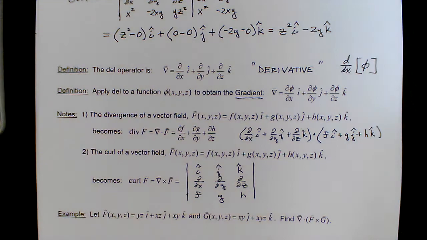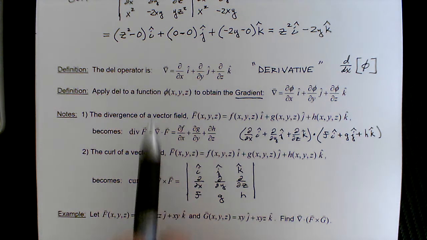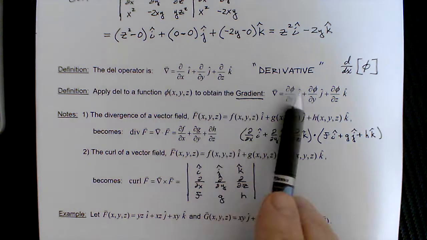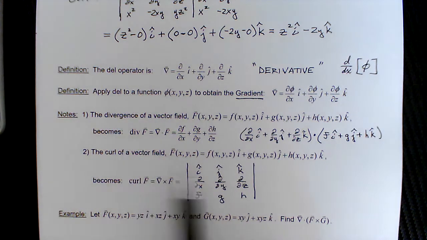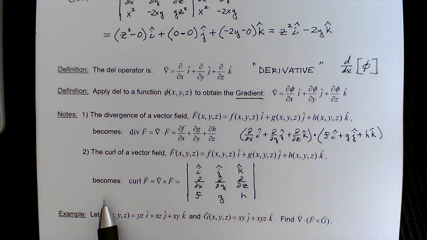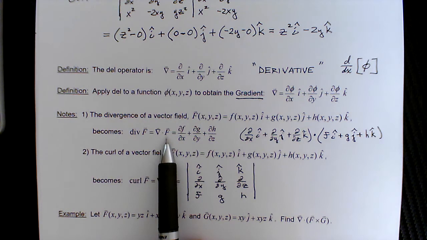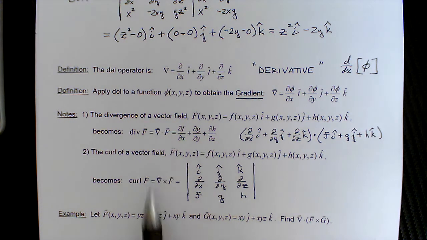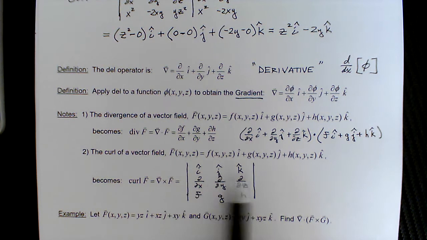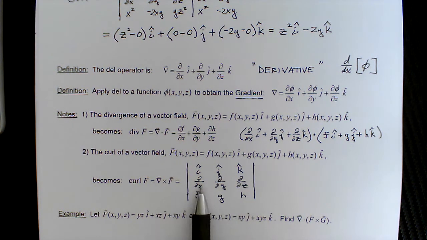Hello everyone. This is part 2 of section 16.1. Last time we introduced the del operator, so it behaves like a derivative, but it's an operator again. And when taking the dot product of the del operator with the function, we get the divergence, and then the curl. Remember the cross product, we set it up ijk, and then there's our del operator and our function.